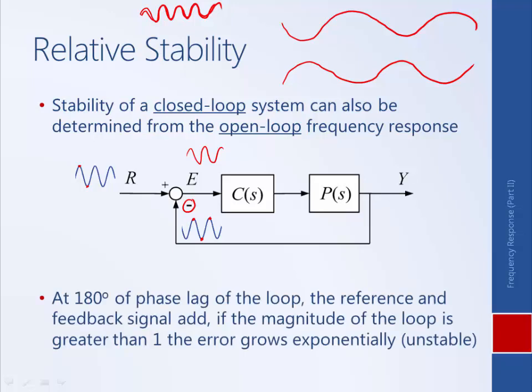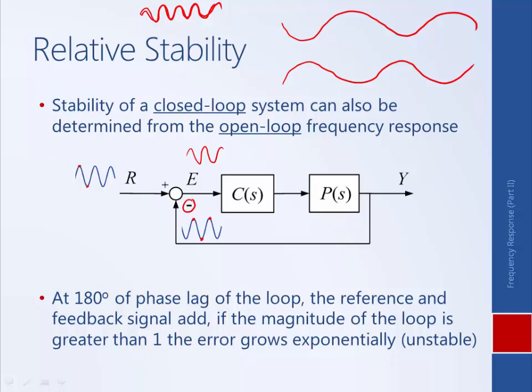And so to put this into words, when the open loop system has 180 degrees of phase lag, the reference and the feedback signal add, we get constructive interference. And if the magnitude of the loop is greater than 1, if the open loop system is amplifying the signal, then the error grows exponentially and we get instability. So hopefully that gives you a little bit of intuition.